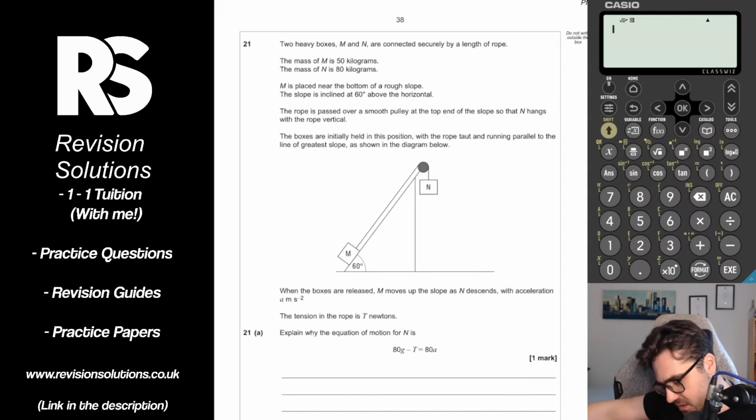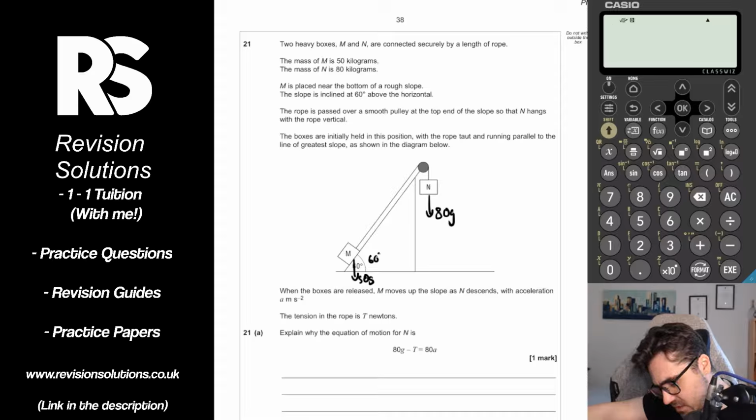Carrying on to question 21, we've got two heavy boxes M and N connected securely by a length of rope. The mass of M is 50 kilograms, so I'm just going to mark that on. That's 50g. The slope is at 60 degrees. And this is 80g for the weight of N.